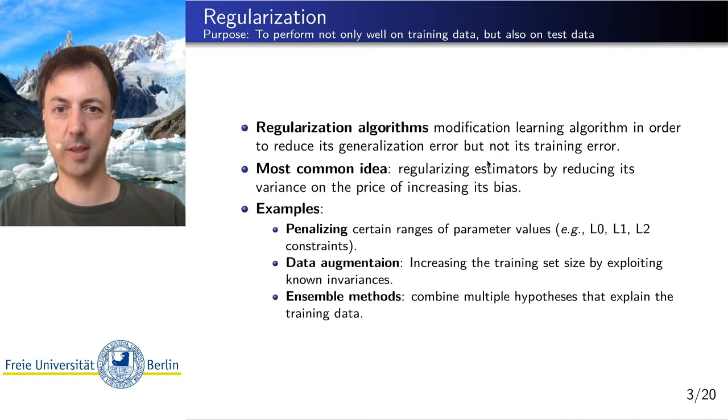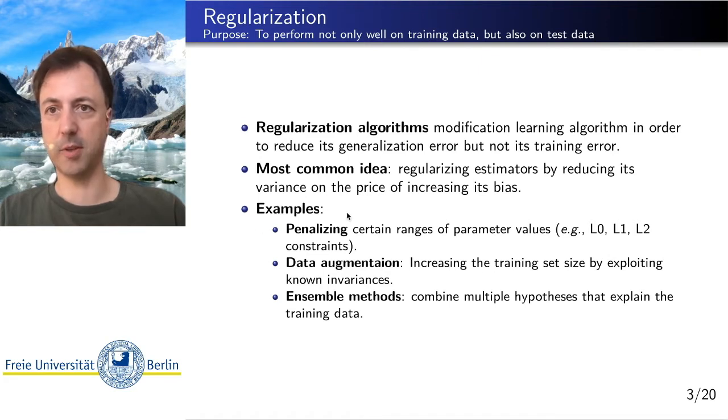And often this has to do with increasing bias but reducing variance. So we reduce expressiveness of the function we're using somehow, so that will generally increase the bias and therefore the training error, but it will hopefully reduce the variance of the estimator and therefore also reduce test error, or at least expected test error.